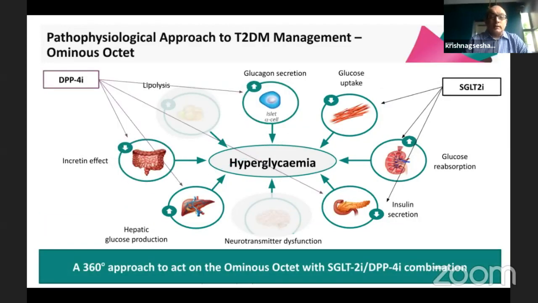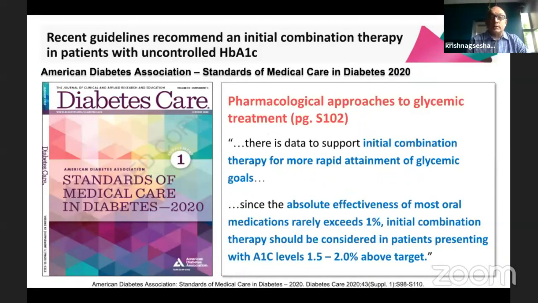In many ways, there is now the option to combine agents so that you address multiple pathophysiologies of type 2 diabetes. And so there is a lot of data that has finally made it to the standards of medical care, that there is data to support initial combination therapy for a more rapid attainment of glycemic goals. So clearly, and remember that 1 plus 1 is never 2 when you combine drugs. It's usually 1.2 or 1.3, and there are formulas available to tell you what will happen when you combine 1, 2, 3 drugs. But clearly, in someone in whom you need to bring it down by more than 1.5, besides the diet, you need 2 drugs.